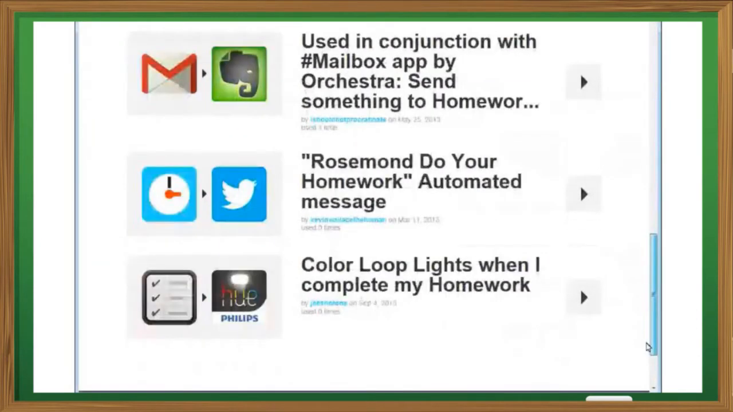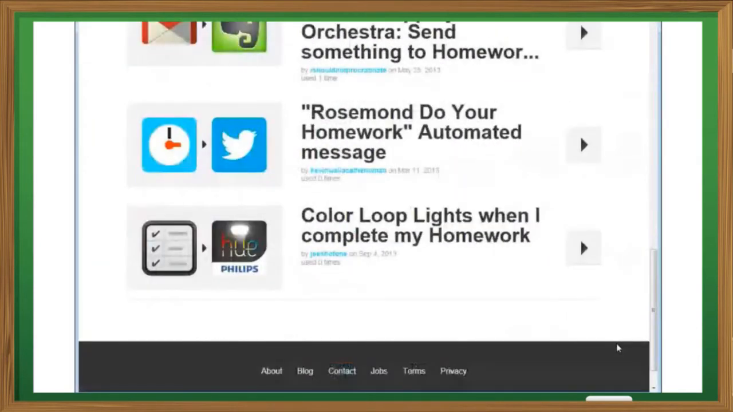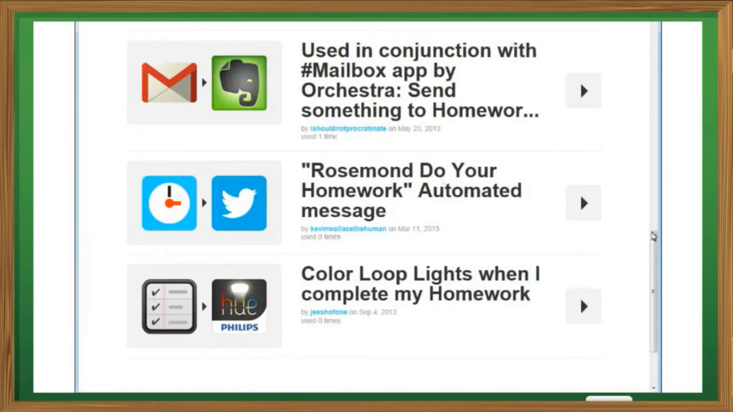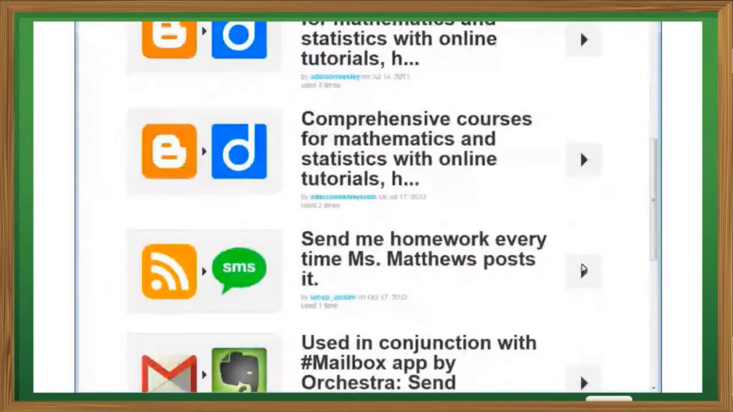But then others were, like this one here at the bottom, color loop lights when I complete my homework. So this person created a recipe that when they check off homework on their tasks, the lights in their house flash so that they can, I guess, celebrate the fact that they got the homework done. This one looks like a parent set it up. It's a "do your homework" automated message at a certain time every day. So there's lots of recipes that you can find inside of If This Then That. So it's nice because it allows you to kind of crowdsource some workflow solutions for tools that you already use.